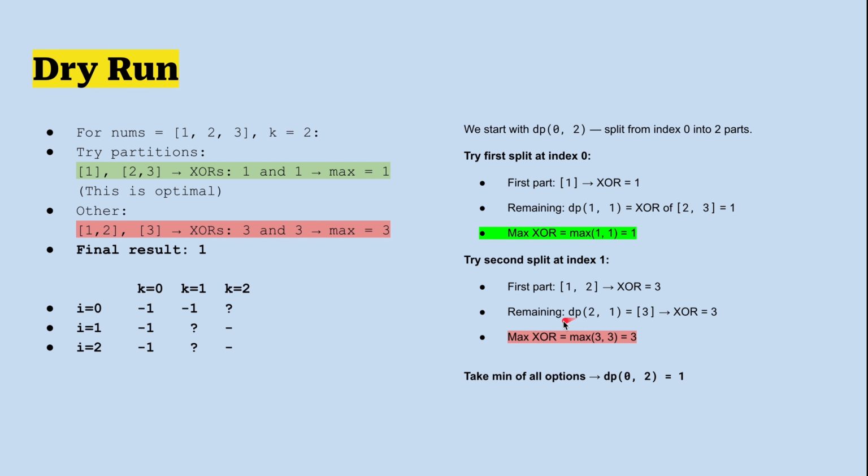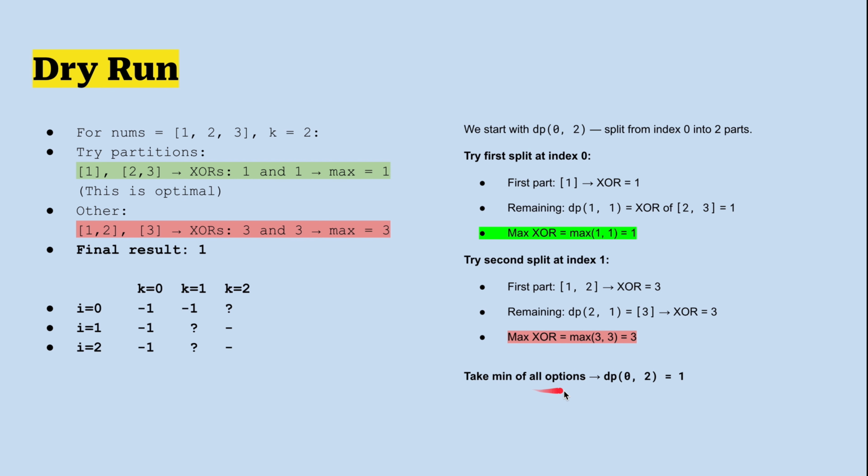Now let's suppose the remaining DP will become what? Plus 1, so it becomes 2. Then it will become what? 1. Remaining is 1, because the first we have already seen right here. So in this case we'll get what? 3. So the max we will find is 3, 3.